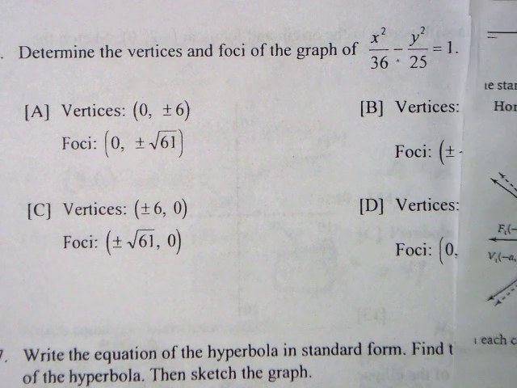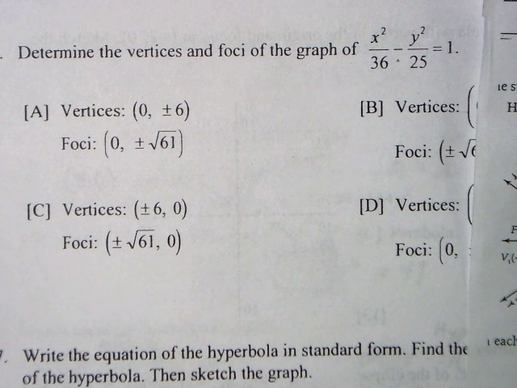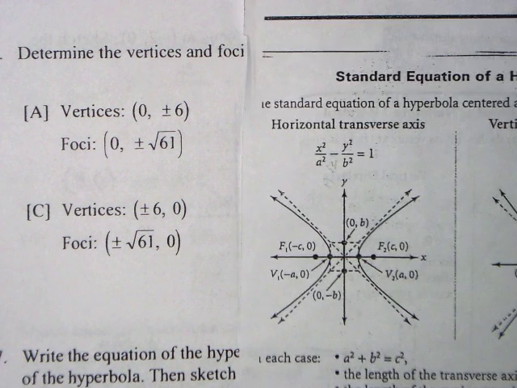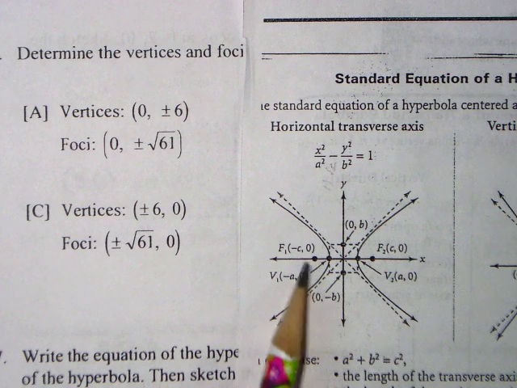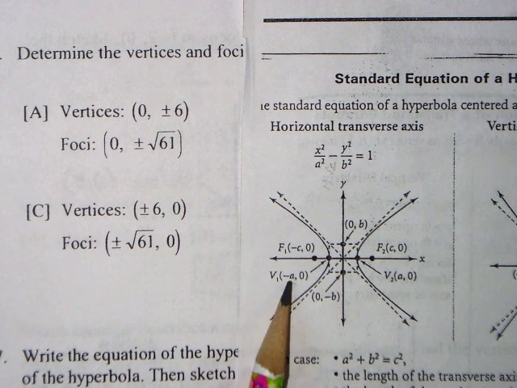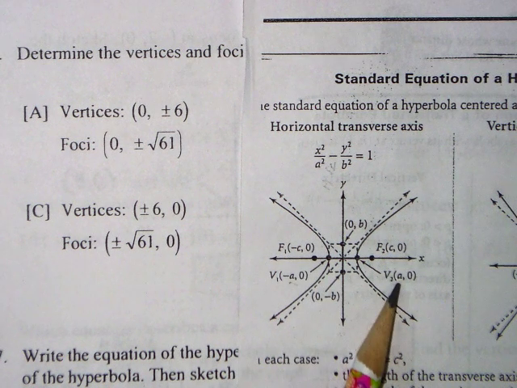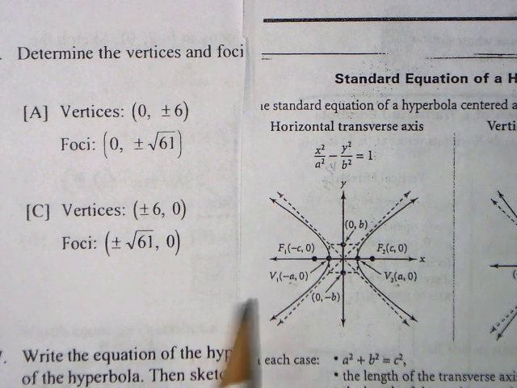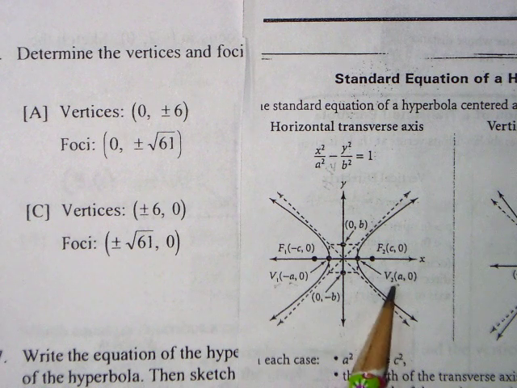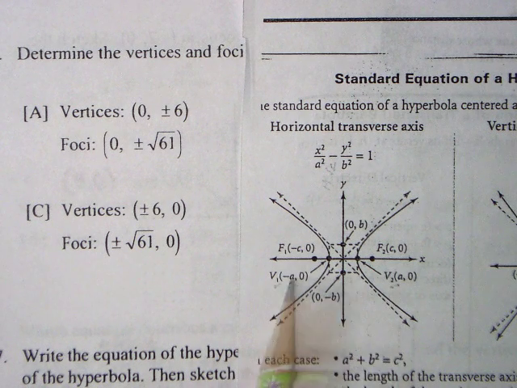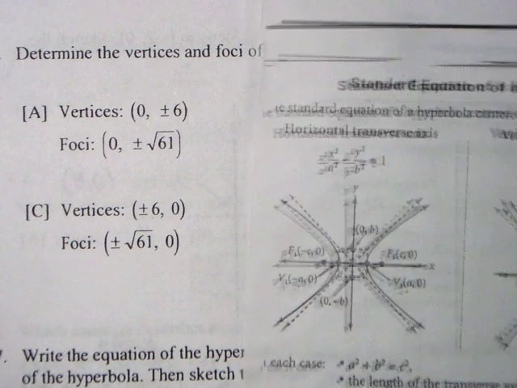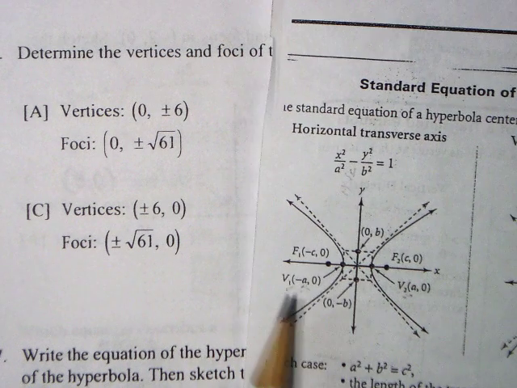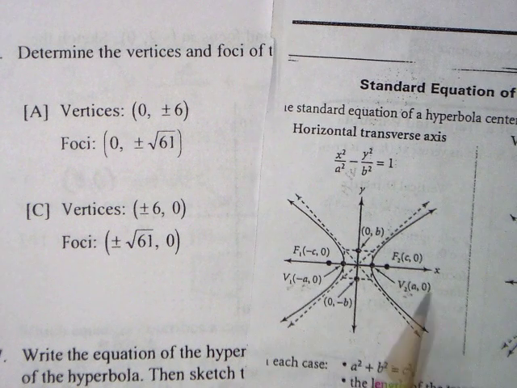So let's look at that original equation. It has an x squared first, so it's x squared here. We can see our vertices are negative a and positive a. Again, it says v1 and v2 right there if you have your little sheet. That's negative a and positive a, and that's for the x values: negative a, 0 and a, 0.